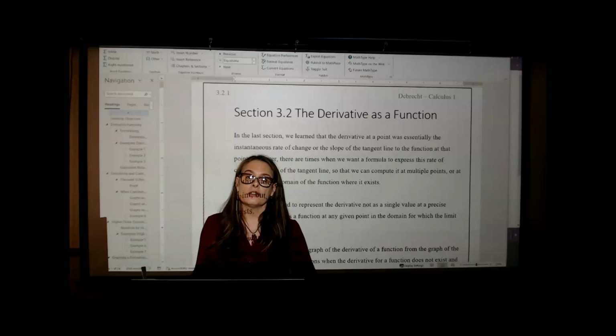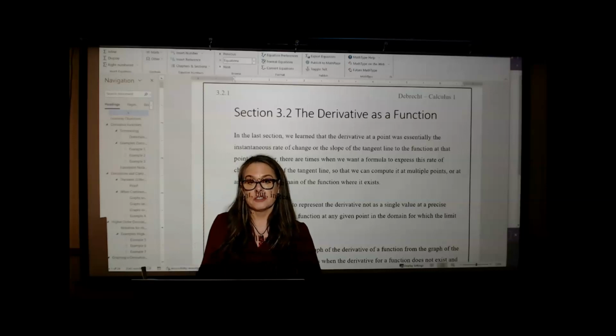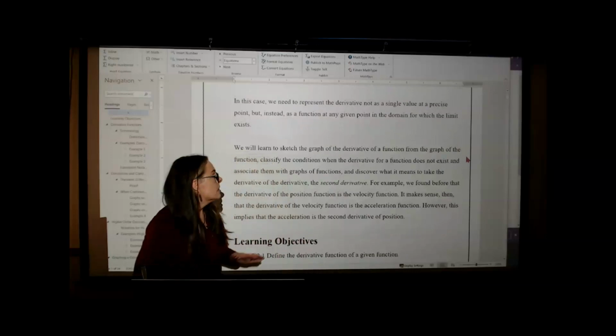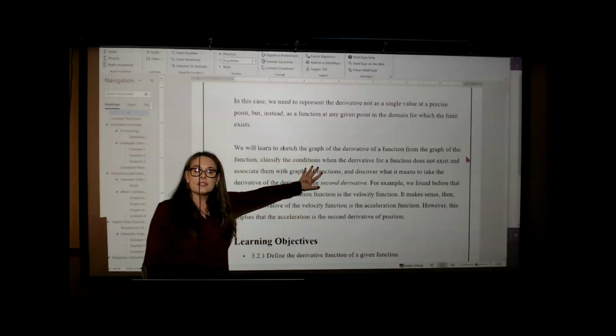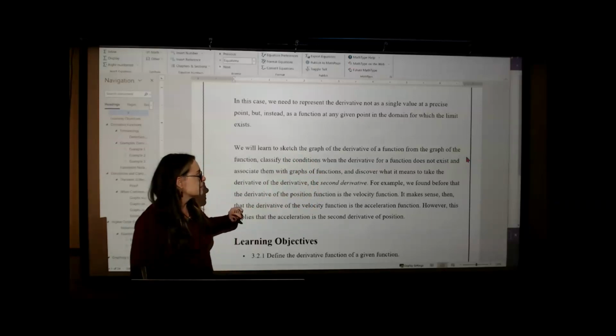We're also going to learn to sketch the graph of the derivative. We'll also talk about the conditions under which the derivative does not exist when we're looking at the graph. So we'll be looking at graphs quite a bit today in the latter part of this section.